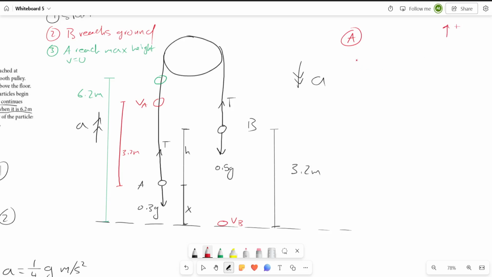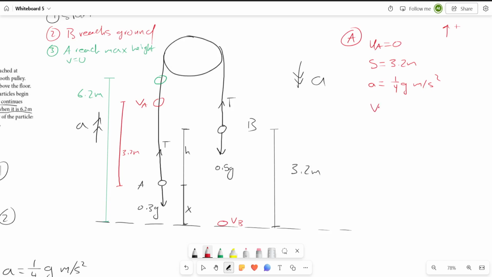Okay, so I know that my UA was equal to 0. I know that my S, since B hit the floor, B moved 3.2 meters. So if B moved 3.2 meters downwards, then A must have moved 3.2 meters upwards. So my S is going to be 3.2 meters in the upwards direction. What else do I know? I know that my acceleration is acting in the upwards direction with a value of 1 over 4 g meter per second squared.